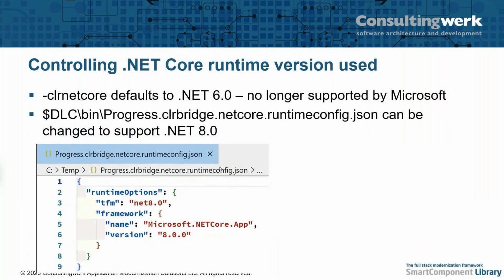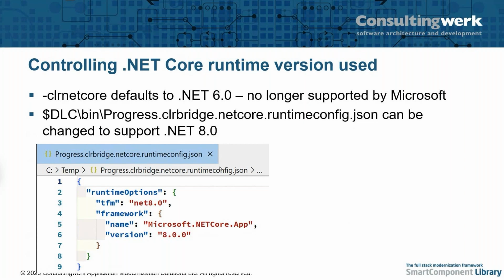So starting 11.7, not 11.7, 12.7 and 12.8, Progress has added support for .NET Core. .NET Core is a new version of the .NET framework, or well, actually it's not .NET Framework anymore, it's just .NET. One of the significant differences is that the .NET Core support is available on Linux too, in 12.8. So you can use .NET Core on a Linux machine when you're on 12.8.